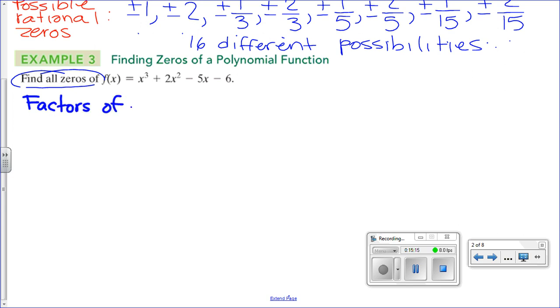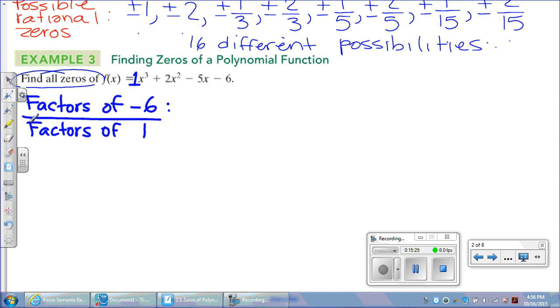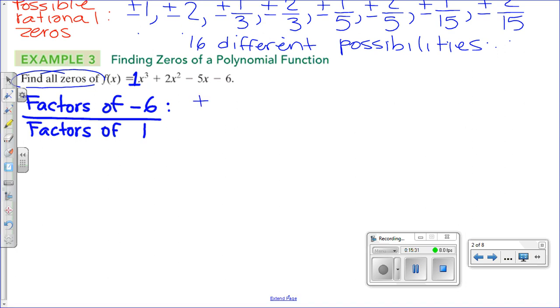the constant term, which is -6, and we're going to divide those by the factors of the leading coefficient, which in this case is 1. We don't see a number, so there is a 1 there. So what we're going to do now is list the factors: positive and negative 1, 2, 3, and 6. Here, we're only going to be dividing by positive and negative 1.